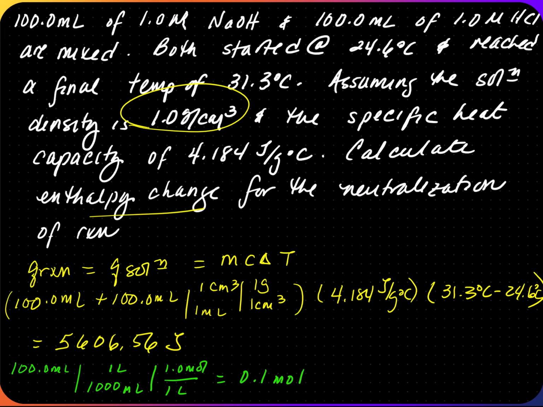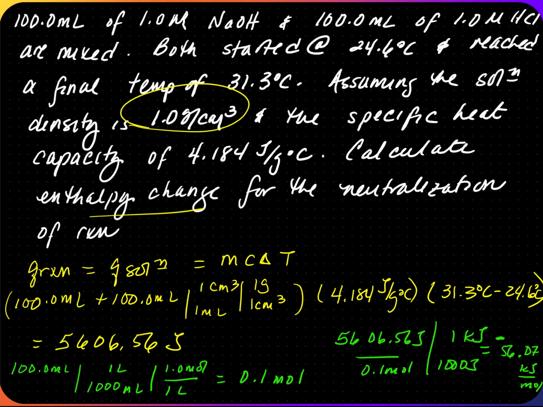So to find the joules per mole, 5,600.6 joules per 0.1 mole. And we could convert this into kilojoules. There's 1,000 joules in 1 kilojoule. This is equal to 56.07 kilojoules per mole. And it again is negative because the final temperature went up, so heat is being released.